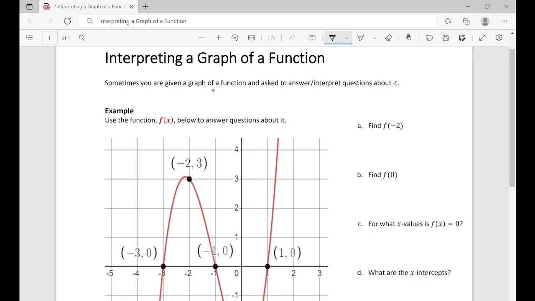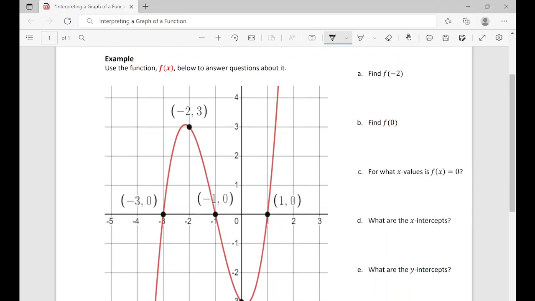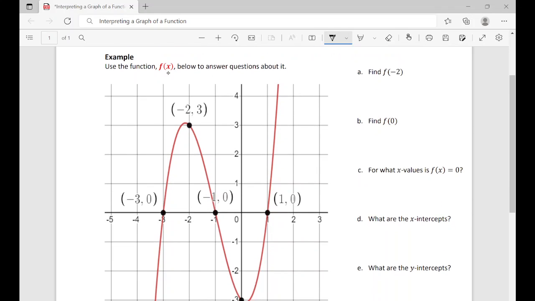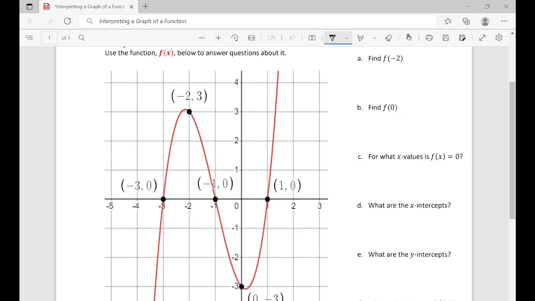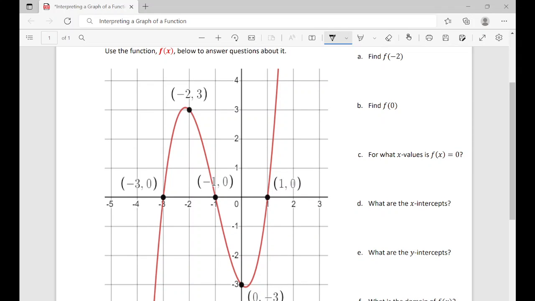Sometimes you are given a graph of a function and asked to answer or interpret some questions about it. So here we have the f of x function given below this graph, and we have a couple questions over here we're going to be asked of it. So first off, it wants us to find f of -2.